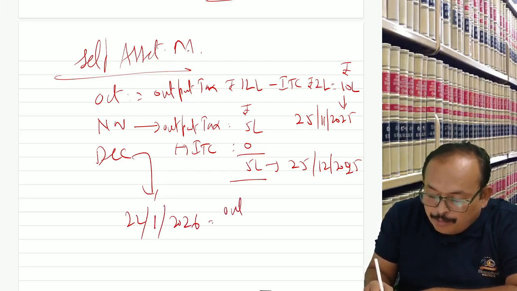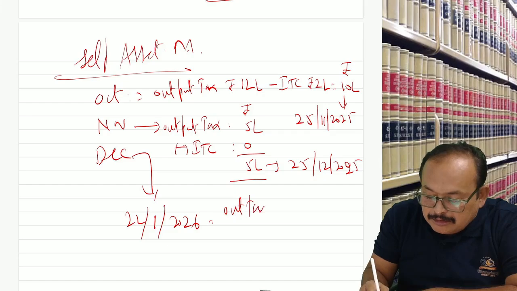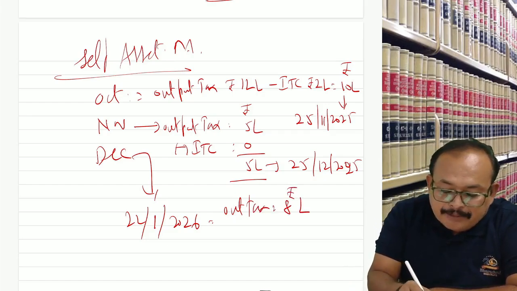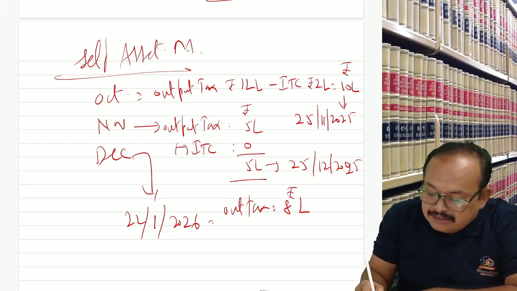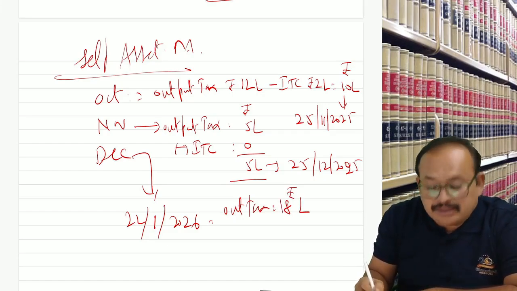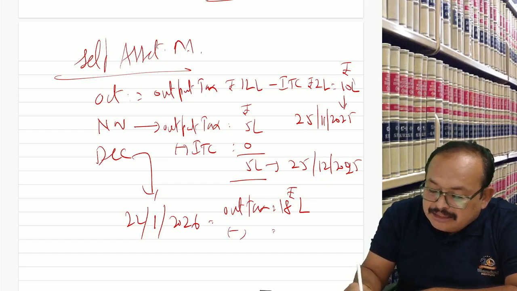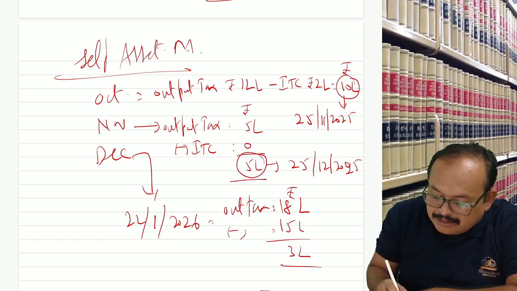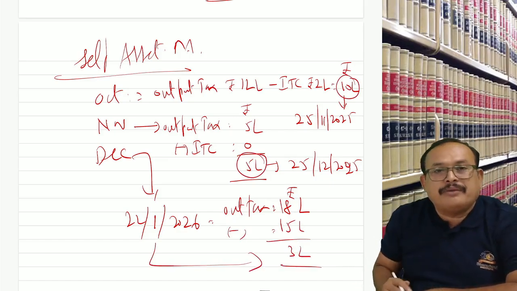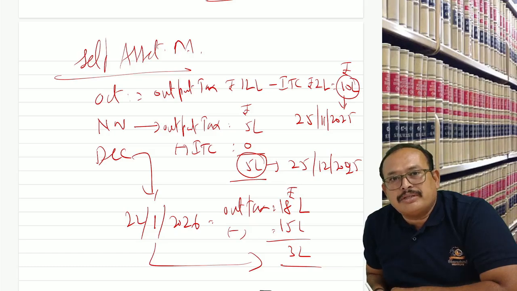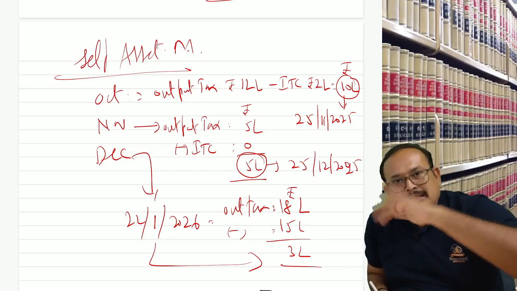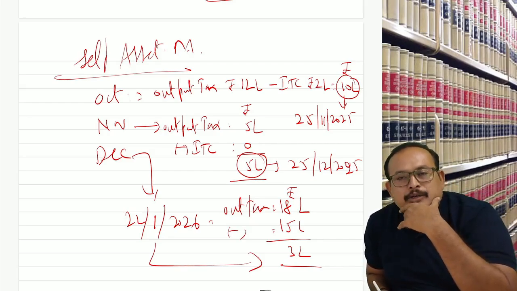Total liability, total quarter liability, output tax: how much here? Let us say 18 lakhs. Less already paid, 10 lakhs plus 5 lakhs. Balance 3 lakhs. On or before the date, you have to pay. No interest. Spread over the 3 months together. Enter quarter.